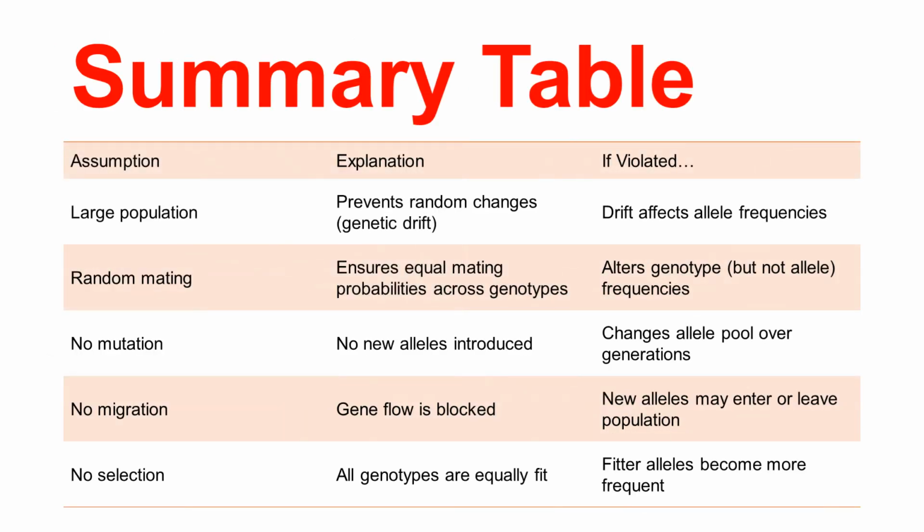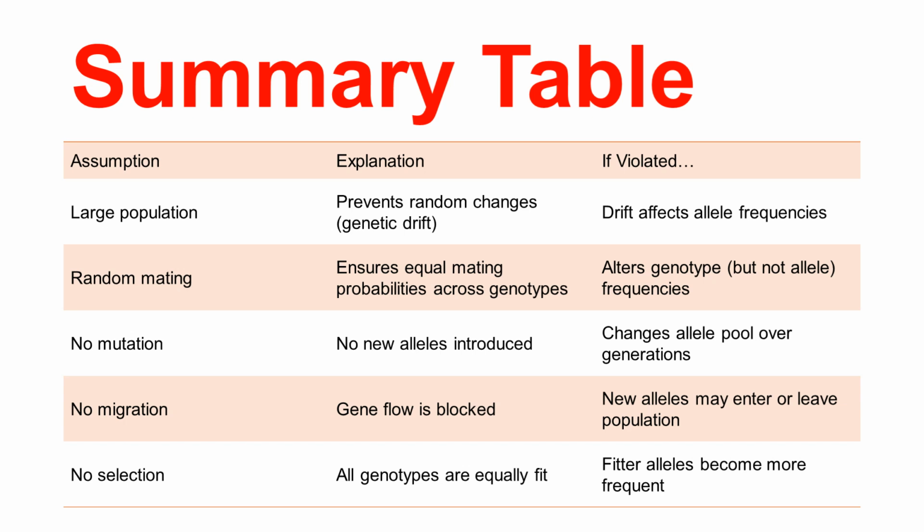Summary table. Assumption, explanation, if violated. Large population: prevents random changes; if violated, genetic drift affects allele frequencies. Random mating: ensures equal mating probabilities across genotypes; if violated, alters genotype but not allele frequencies. No mutation: no new alleles; if violated, mutation introduces changes to the allele pool over generations. No migration: gene flow is blocked; if violated, new alleles may enter or leave the population. No selection: all genotypes are equally fit; if violated, fitter alleles become more frequent.